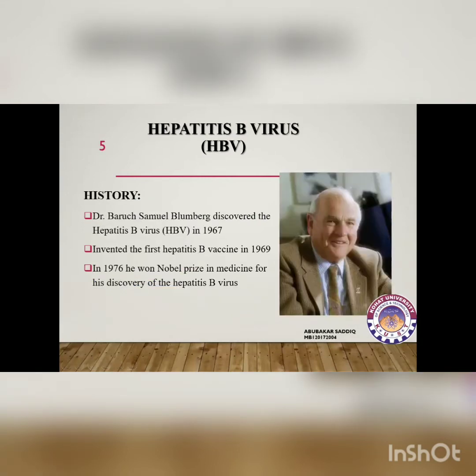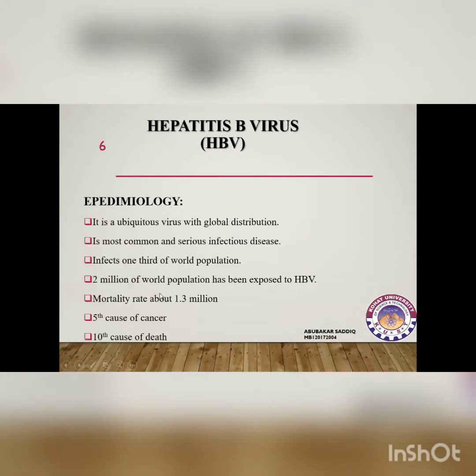This is a short story about the history of the hepatitis B virus. A scientist, Dr. Baruch Samuel Blumberg, discovered the hepatitis B virus in 1967 and invented the first hepatitis B vaccine in 1969. In 1976, he won the Nobel Prize in Medicine for the discovery of the hepatitis B virus.